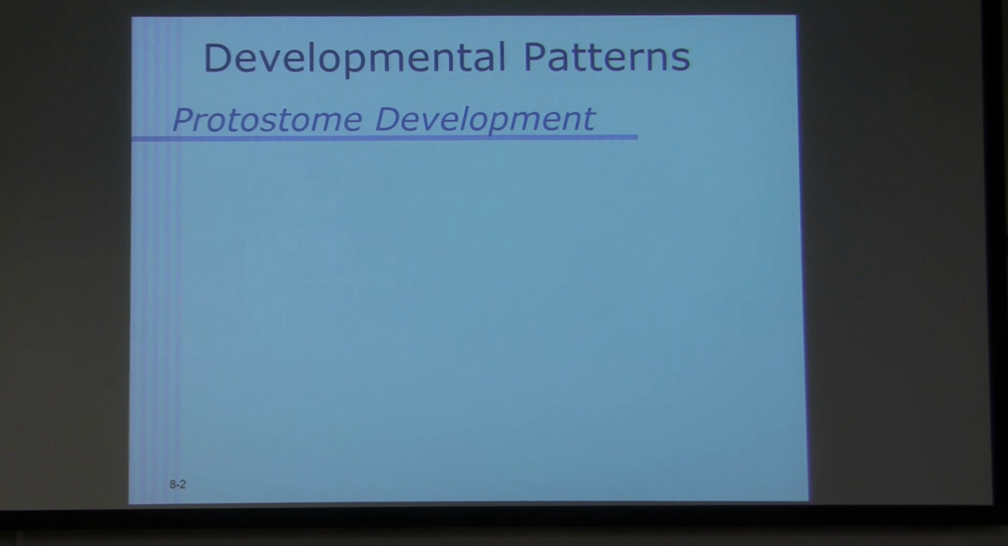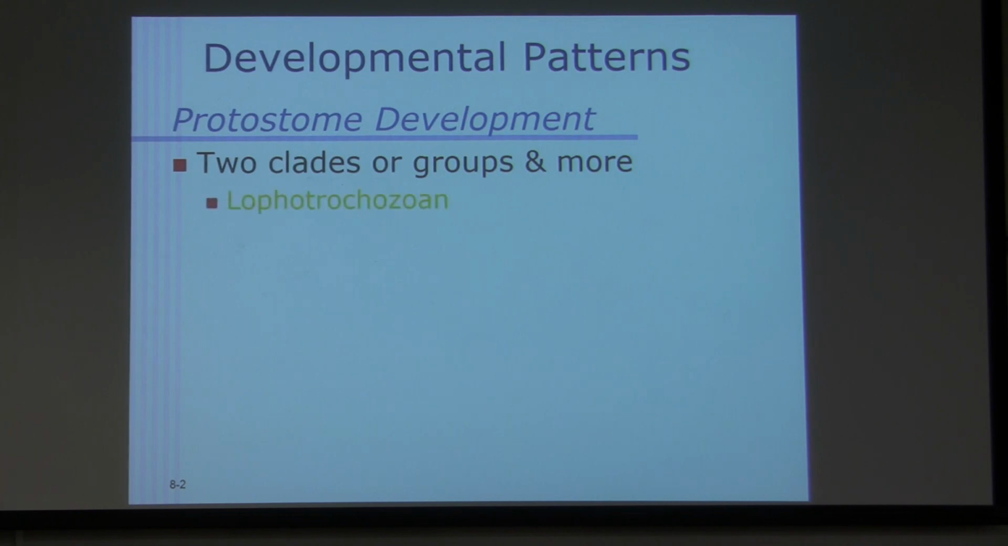Development patterns: protostome development has 2 clades or groups. One is Lophotrochozoan. This is a clade. Within a grade there are clades, and within clades there are phyla. I hope I'm breaking it down for you a little bit. Segmented worms, mollusks, and others would be an example of the Lophotrochozoan clade.